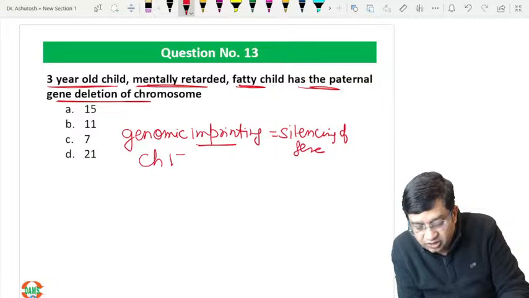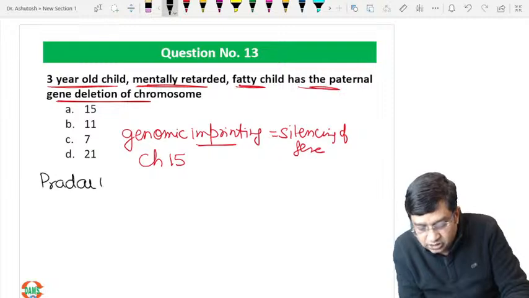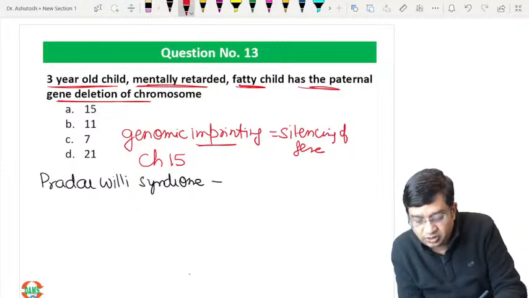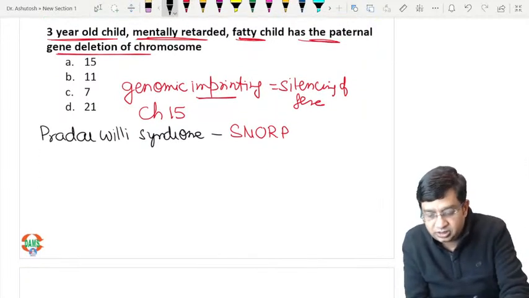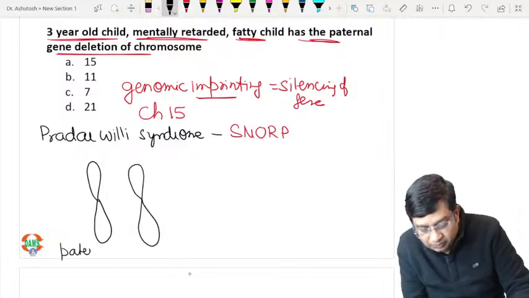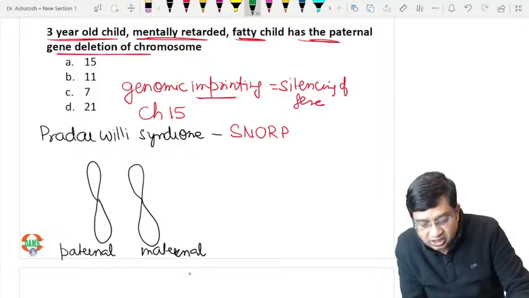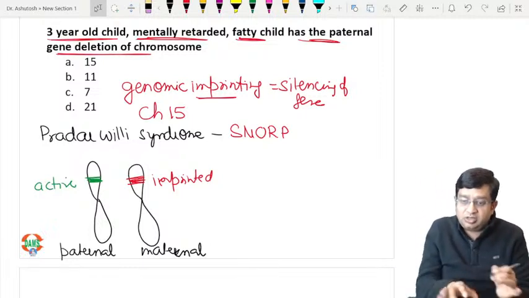This can be seen with chromosome number 15. So in this question, this is most likely Prader-Willi syndrome, involving the SNRPN gene. If we consider here the paternal chromosome and the maternal chromosome, this gene is active on the father chromosome and this gene is imprinted on the mother chromosome. This is normal. This is no disease.